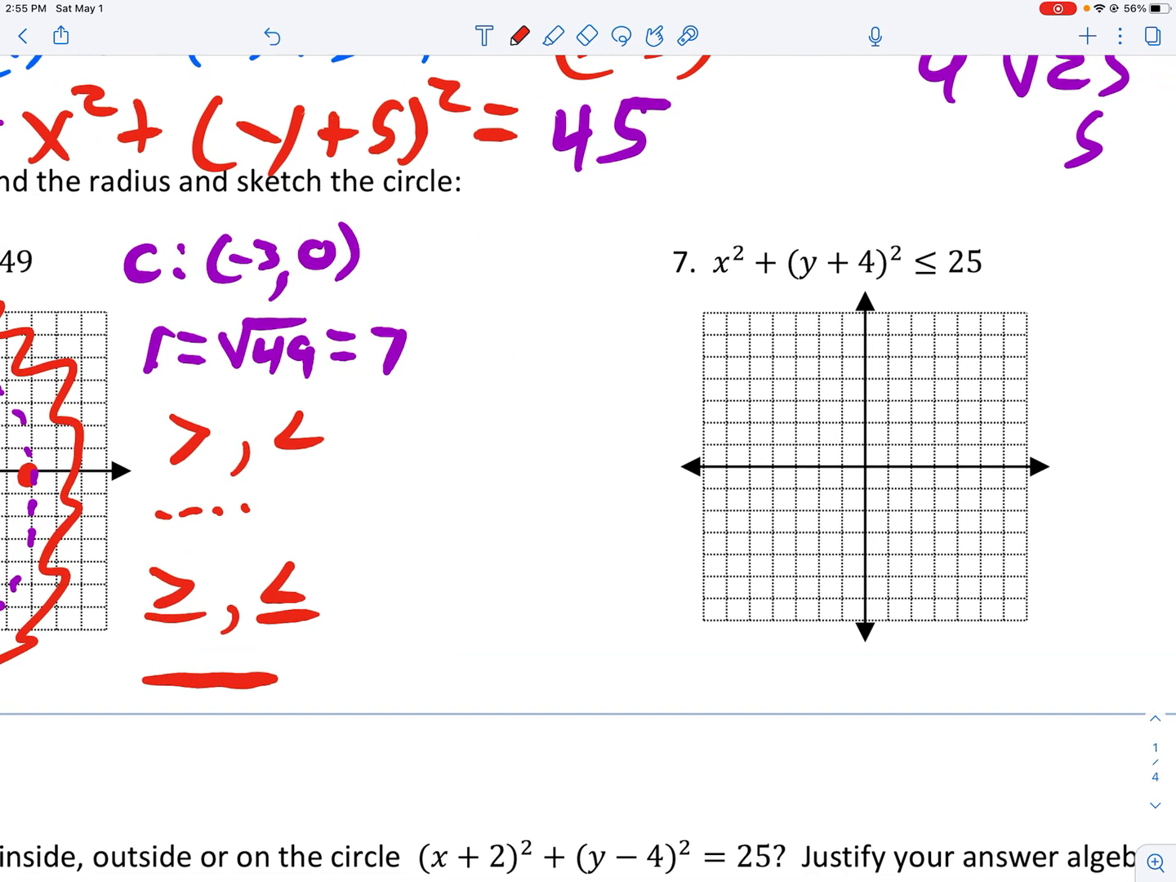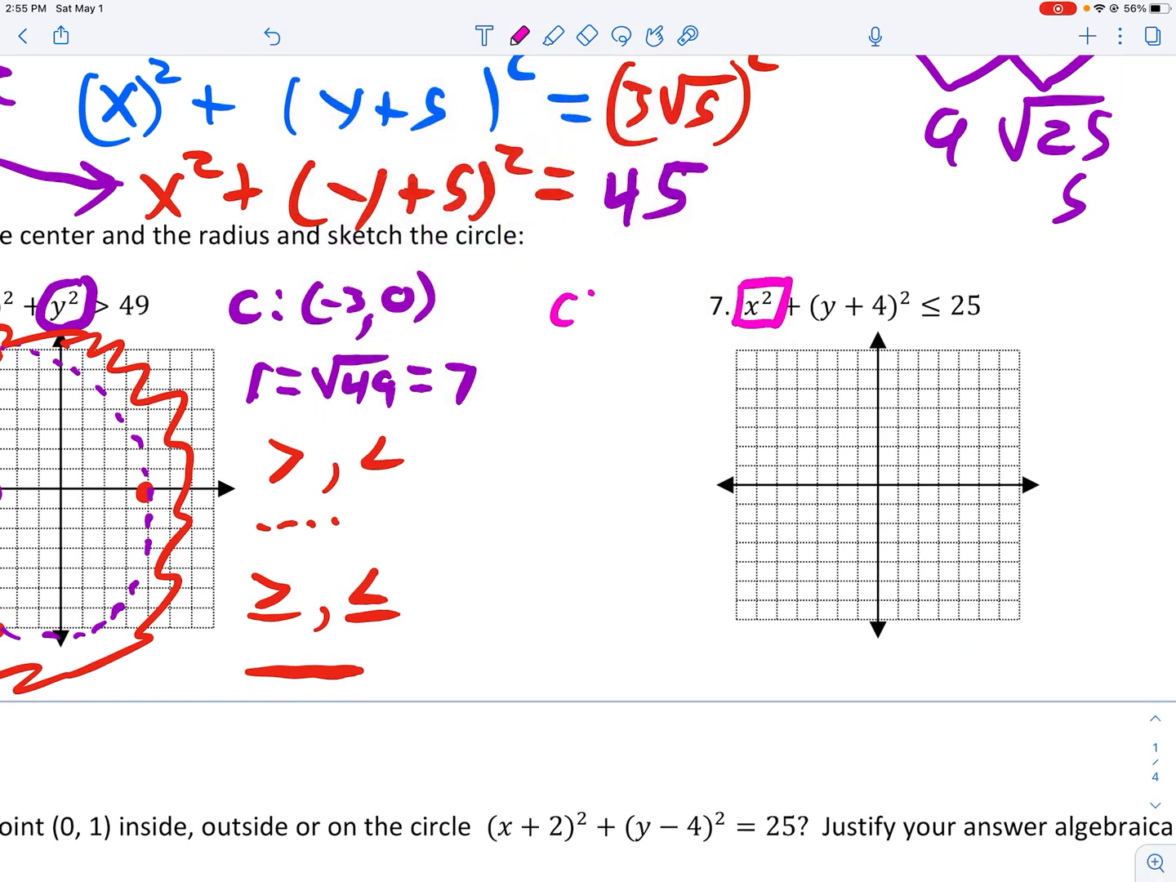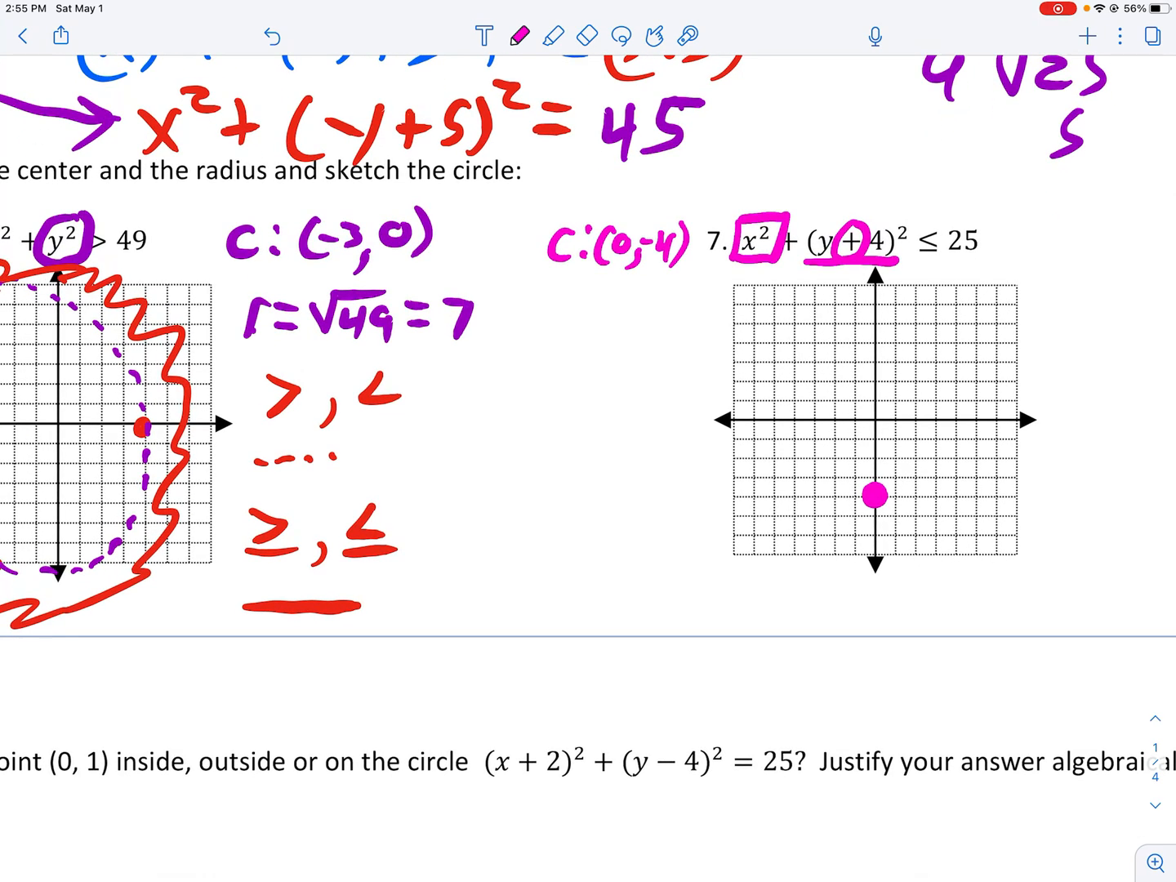Okay, number 7. So notice nothing has been added or subtracted to the x squared, so the center is going to be 0. This is plus 4. Remember, it's opposite, so opposite of plus will be minus 4. So I'm going to go down 4. And then my radius, right, is going to be the square root of 25, which is 5. So I'm going to go up 5, left 5, right, down. So 1, 2, 3, 4, 5. 1, 2, 3, 4, 5.